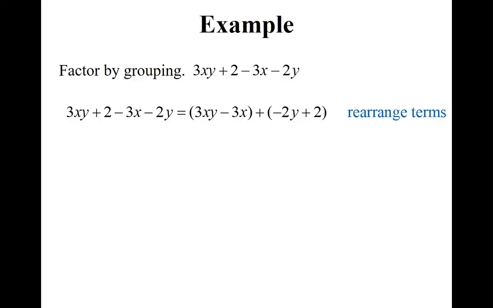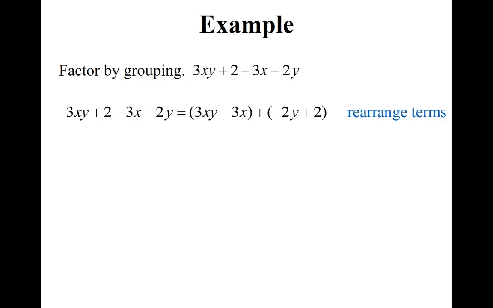And the reason that I put them in that order with the negative 2y first and then the 2 is that looking at the first grouping, it's the first term that had the y. So remember, we're trying to get things to match up. So we're placing things where they might be useful. From the first group, the 3xy minus 3x, we can factor out a 3x.